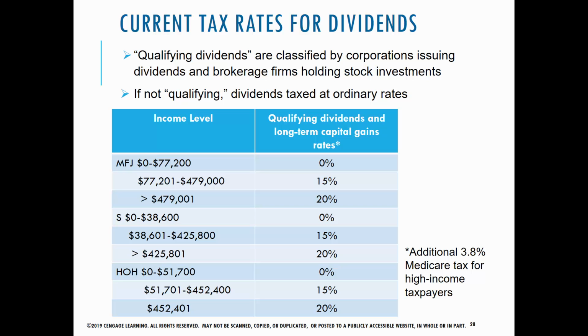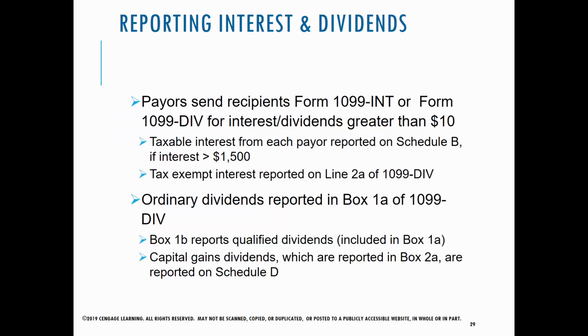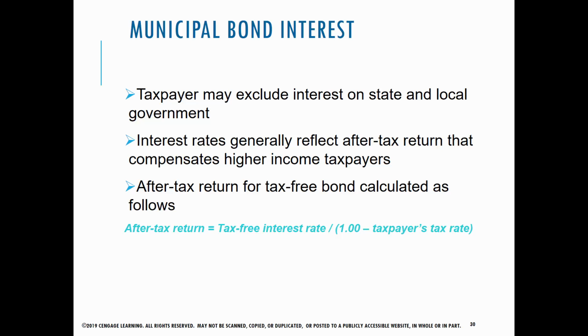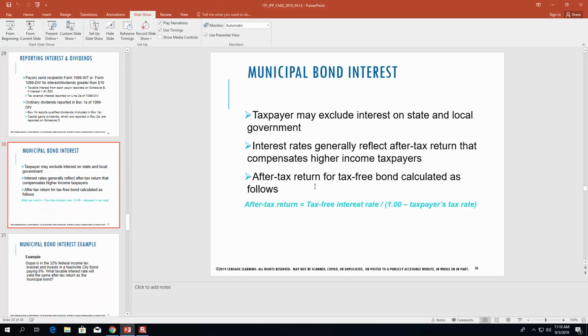I assume this works the same way? If I make $100 million a year, my first $38,601 is still taxed at 10%. Does it work in steps the whole way? Yes. Okay, you know all this: 1099-INT, 1099-DIV. I just talked about muni bond interest. I'm going to stop there, and let's go on to our software.